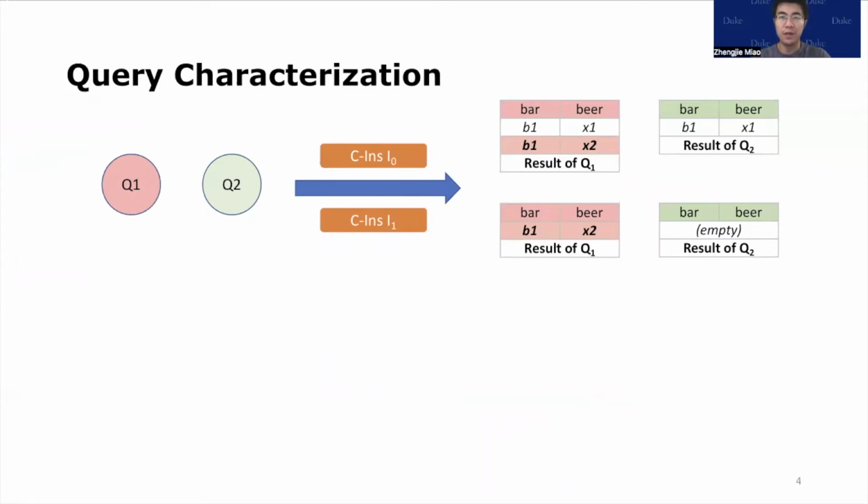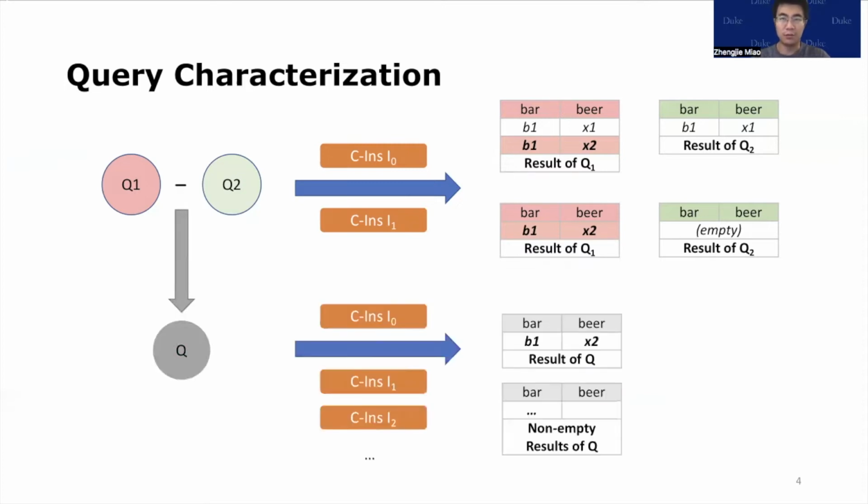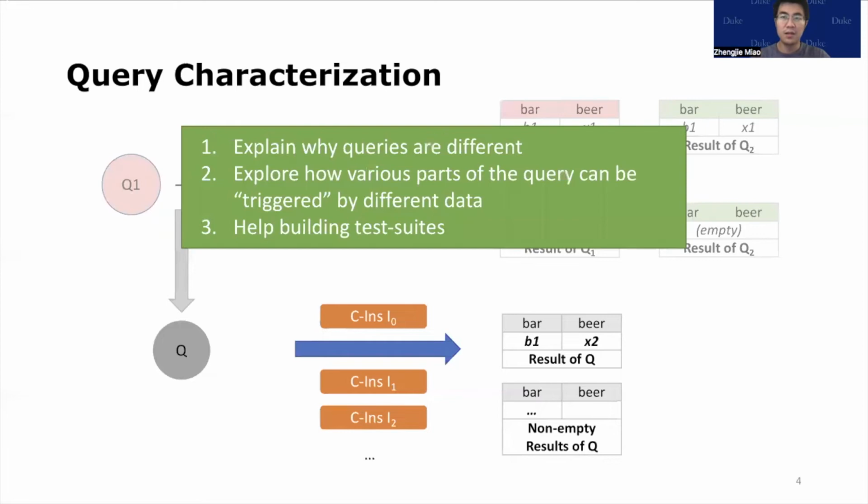More generally, we can consider the difference between Q1 and Q2 as a single query. Then, our goal is to characterize the query Q by showing different ways how Q would return non-empty results, or say how the query Q is satisfied using C instances. This is useful not only in helping explaining why queries are different, but also for helping developers understand how queries execute on different data and build test suites.